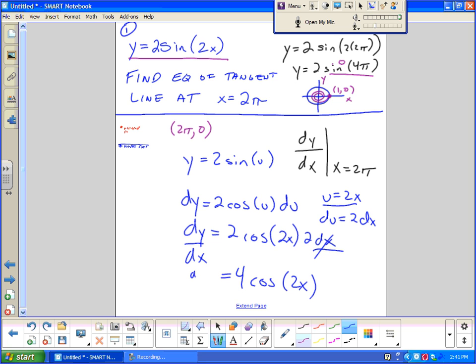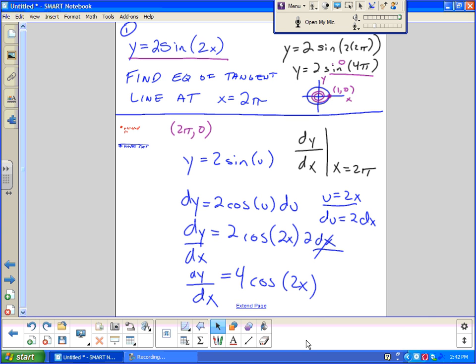Wait, is it? Sine's not negative, cosine is positive? It's positive. Cosine is negative sine. On all 3 trigs, any trig that starts with a c, cosine, cotangent, cosecant, its derivative is negative. All the other ones are positive, if that helps you remember. Okay, it does. All right.